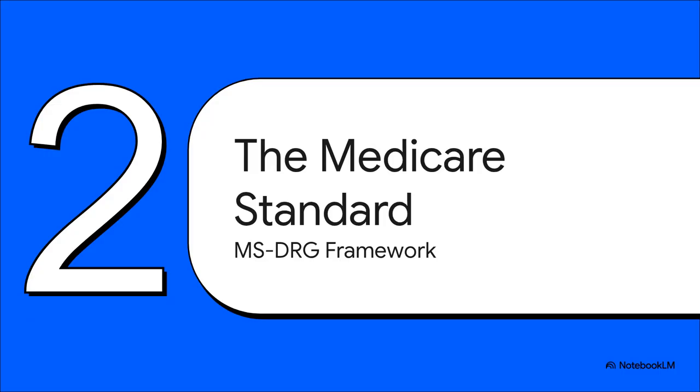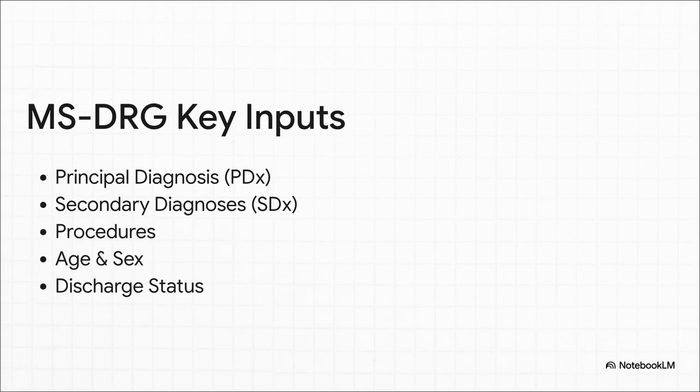Section 2, MS-DRGs, the Medicare standard. All right, let's look at the system most of you are intimately familiar with, the Medicare Severity DRG. The MS-DRG grouper relies on a very specific set of inputs pulled straight from the medical record. Your principal diagnosis determines the base family, while your procedures can actually shift the patient from a medical to a surgical DRG. But here's what you always need to remember about its core identity.